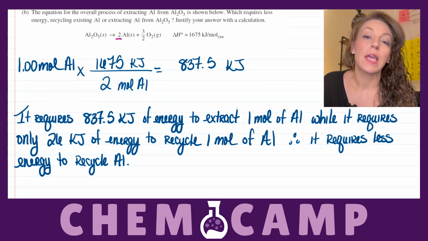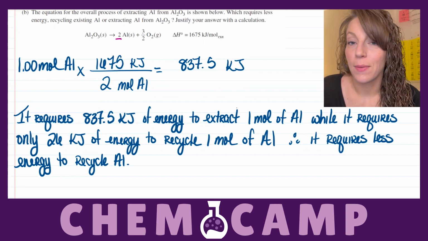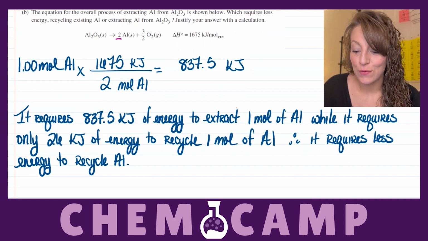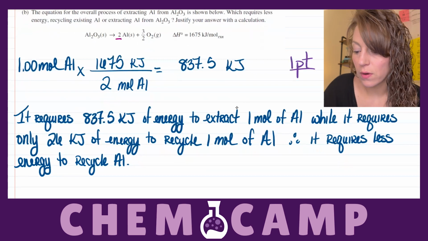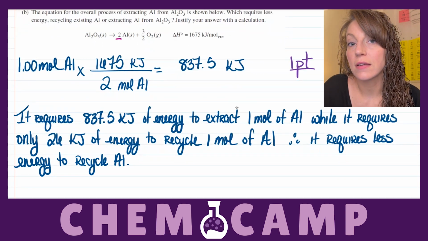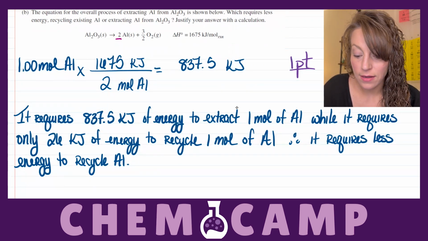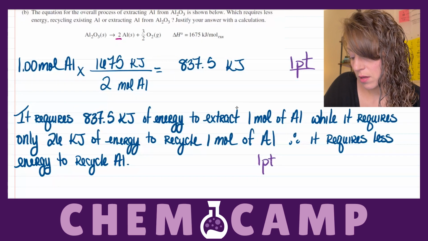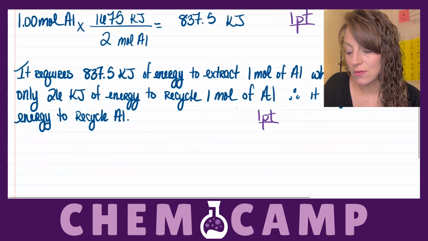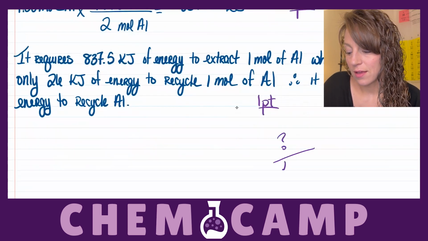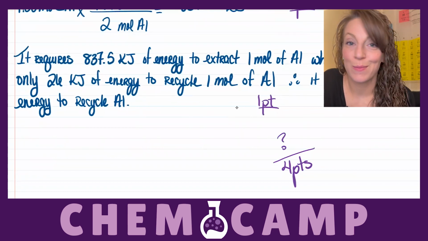So when they ask for a justification, you want to refer back to those values that you've calculated and compare both processes here. So for this part, you actually get 1 point for calculating the correct amount of energy for just 1 mole of Al, and you get 1 point for your answer with the proper comparison. So your short free response here will be out of total of 4 points.